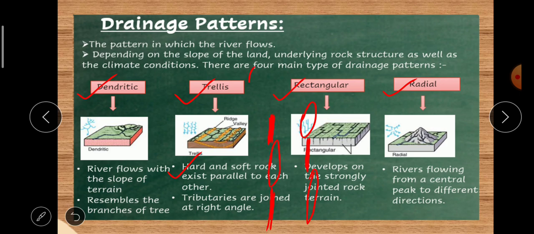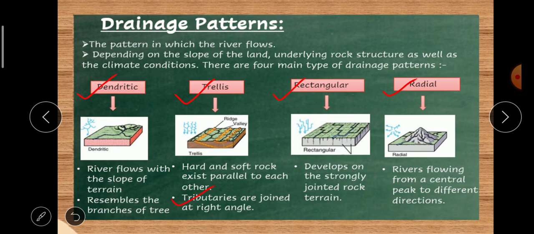Now the river is flowing. It is trying to cut through or erode through the hard rock, but we know it can't erode through hard rock. So it will try to erode through soft rocks, and it will erode through soft rock. Then again it will find soft rock, again it will erode. So like this, where hard and soft rock exist parallel to each other, that pattern is known as trellis pattern.